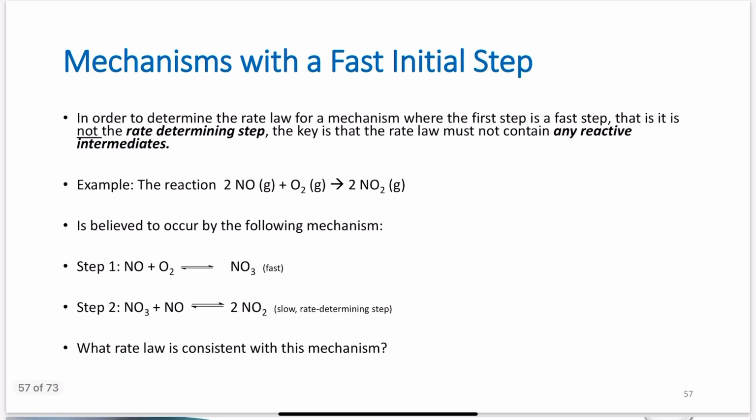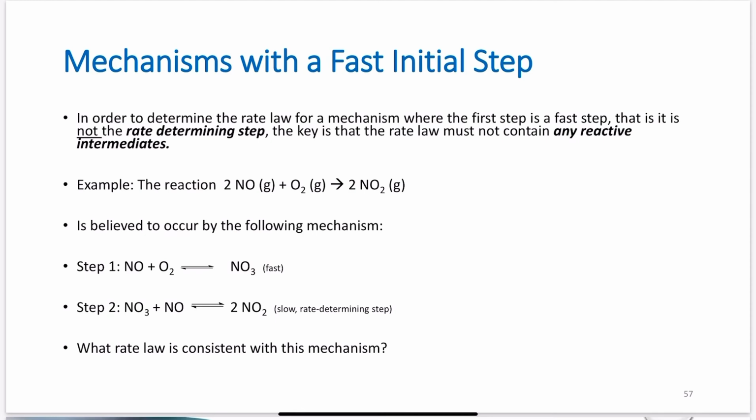Mechanisms with a fast initial step. We did an example like this a few minutes ago when we were talking about the different possible mechanisms. Let's do another one. In order to determine the rate law for a mechanism where the first step is a fast step, that is not the rate determining step, the key is that the rate law must not contain any reactive intermediates.